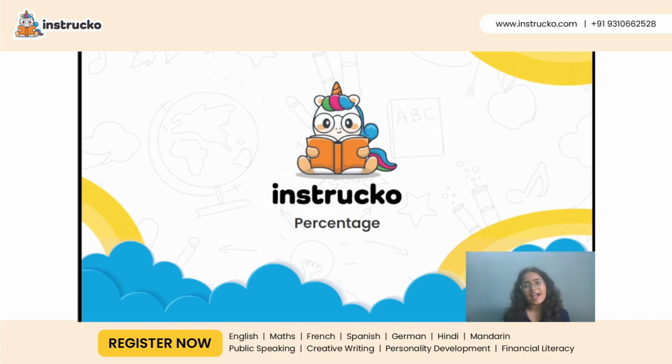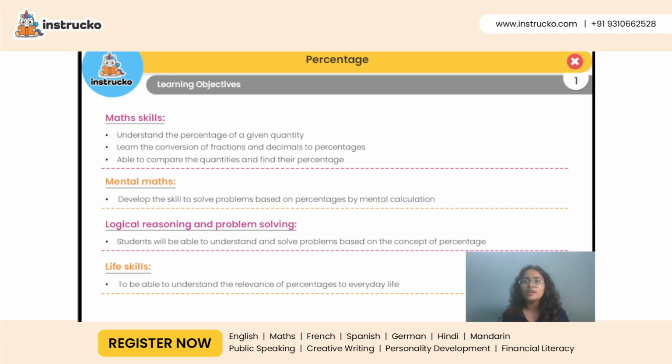Something new today, and let's get started. Before we delve deep into the concept of percentages, I would like to tell you the learning objectives. Basically, what can you expect to have understood and learned after completing today's class. One, you will understand the percentage of a given quantity. You will also learn the conversion of fractions and decimals to percentages. You will be able to compare quantities and find their percentage. Mental maths, you will be able to develop the skill to solve problems based on percentages by mental calculation.